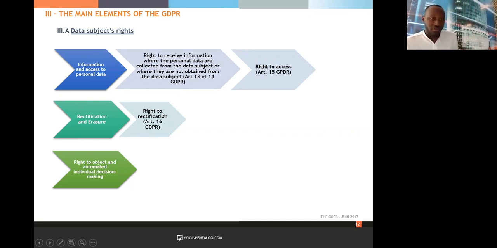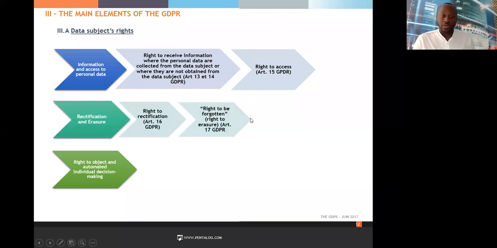Rectification and erasure: the right to rectification. Remember, the data must be accurate. And the data subject has the right to make a rectification. So if they have changed their email address, or have a different name, they can come to you and ask you to rectify the data you have.